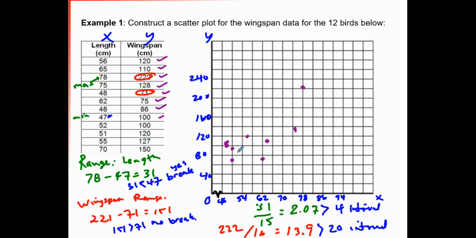So 52 and 100. 51 and 120. 55 and 127. 70 and 150. Okay, so we see a trend.